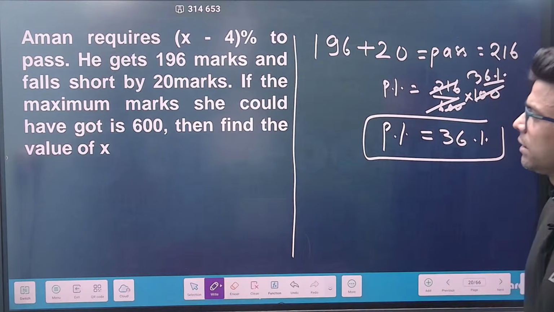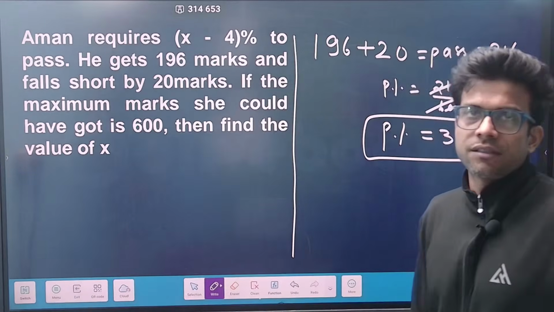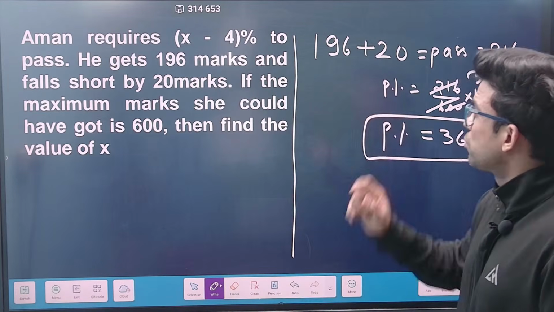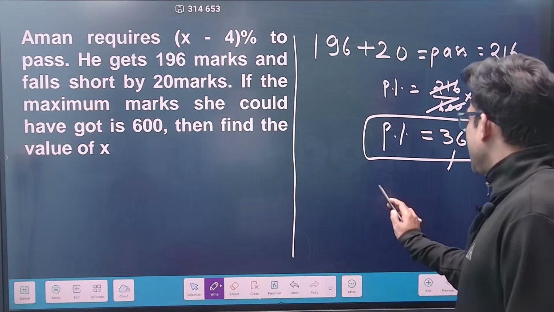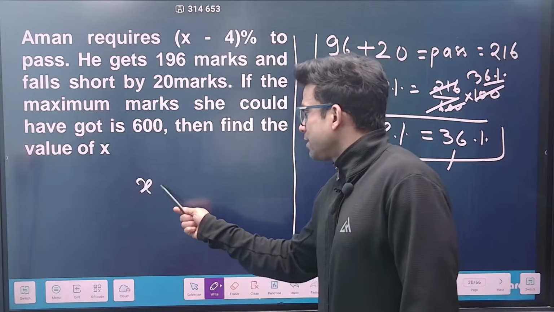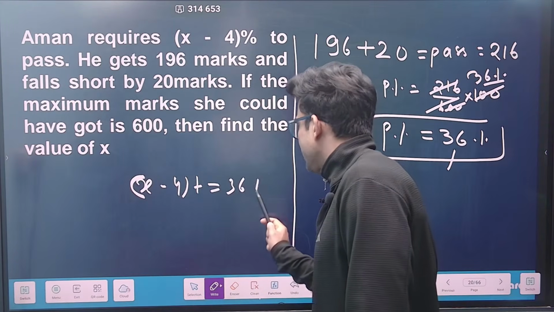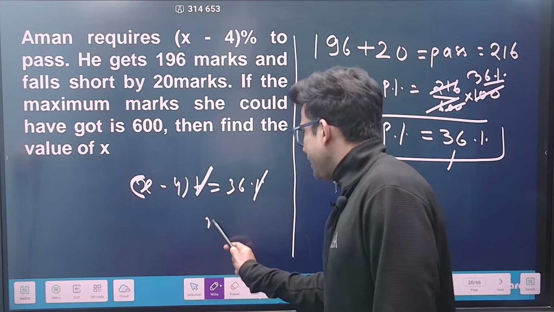Now let's see again. Then find the value of X. So basically we need to figure out the value of X. Correct? Aman requires X minus 4 percentage to pass. My pass percentage is 36%. Can I say that X minus 4, I'll write down here. So X minus 4 percentage is equal to 36 percentage. This percentage gets cancelled out. So the value of X would be 40, na.